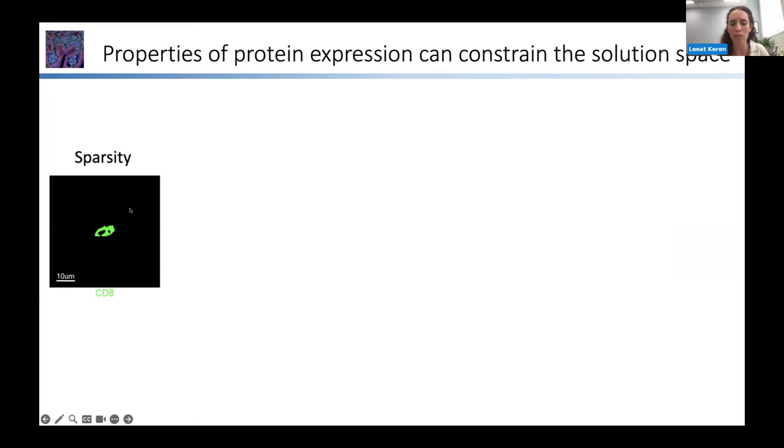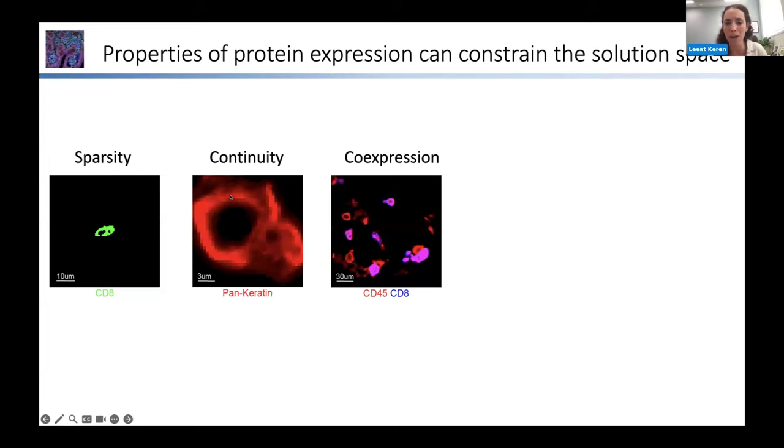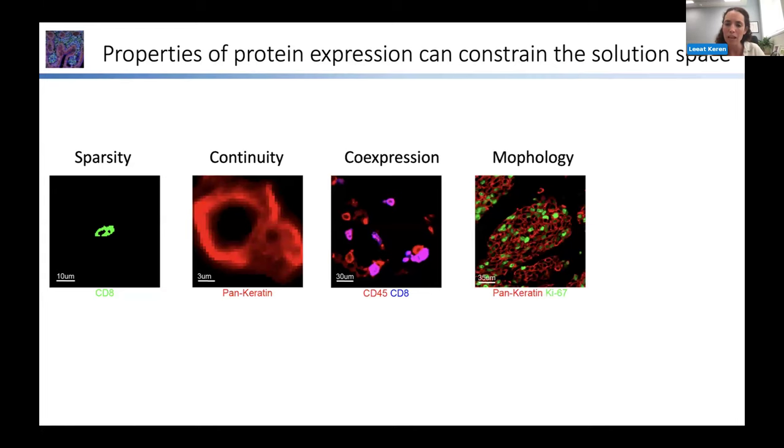Here I'm showing you staining for a CD8 positive cell, and most of the pixels in the image are black and just a few of them are on. There's the property of continuity that we've already discussed, whereby expression of pixels should be similar to the pixels nearby. There are rules of co-expression: all CD8 cells are positive for CD45, but not the other way around. But there was also, we understood after a while, this vague concept of morphology, which is how these proteins look.